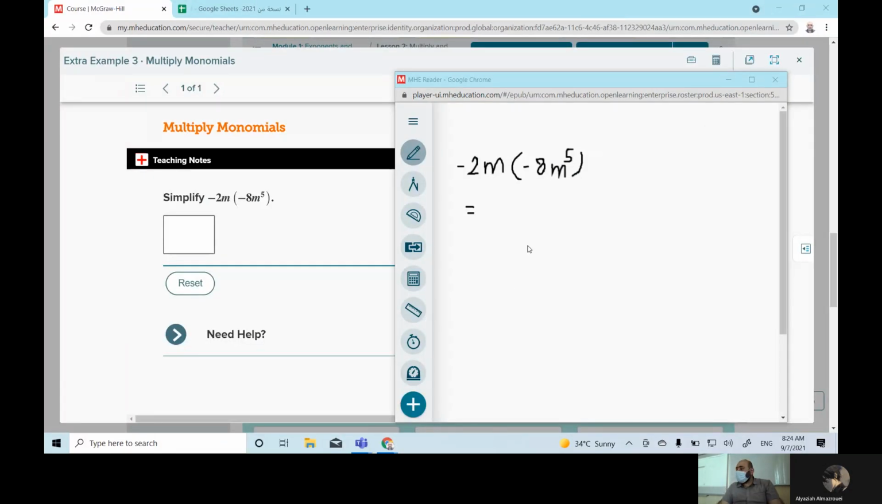Okay, the first step, remember always when you want to multiply monomials, start from the signs. Minus times minus will be positive. Then the numbers, 2 times 8 will be 16. Then the variable: M exponent 1 times M exponent 5 will be M exponent 1 plus 5, which means 6. So the answer will be 16 M exponent 6.